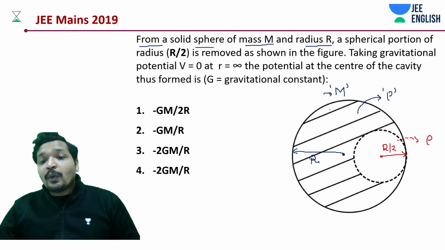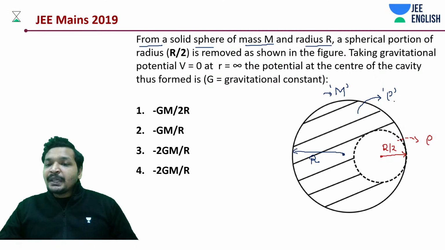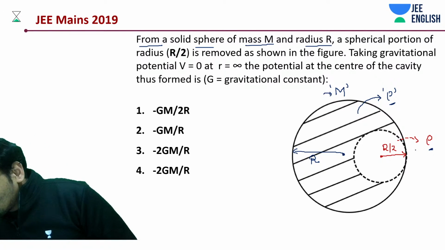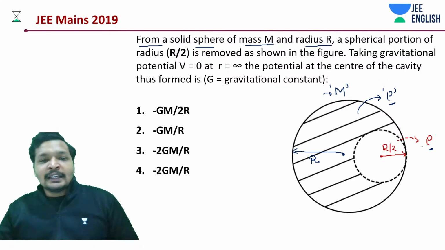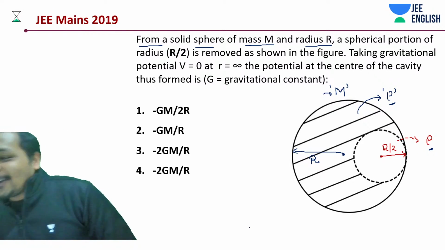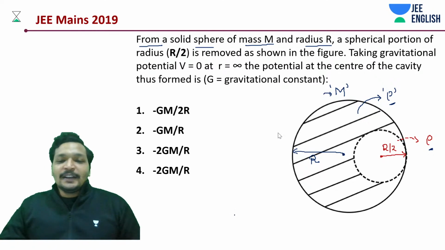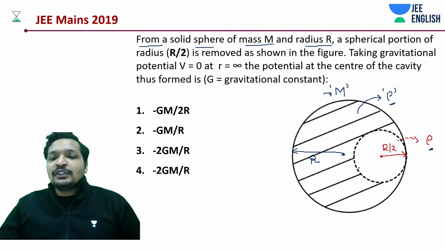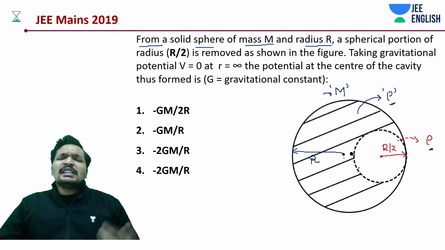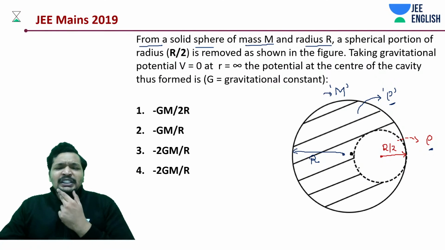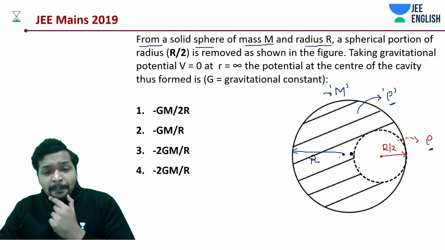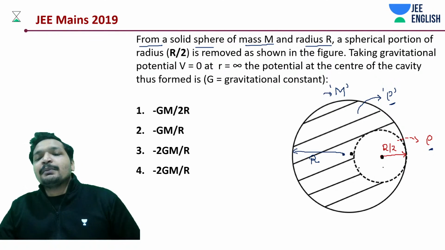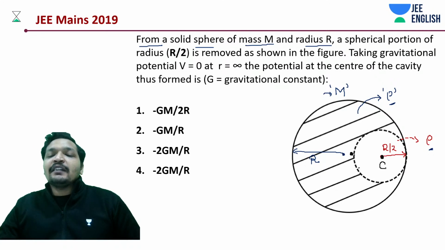Sometimes it could be that only the shaded portion has mass m. Then be very careful about your density. That's why I'm specifically stating this. Focus on this, it's a very interesting question. Generally what would be asked is the gravitational potential at the center, which would be over here. But in this question, what has been asked is, what is the gravitational potential at the center of this cavity?